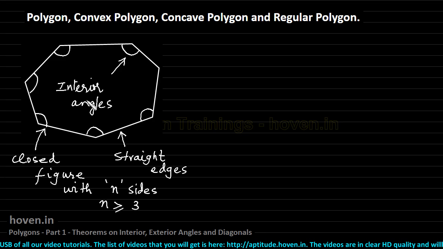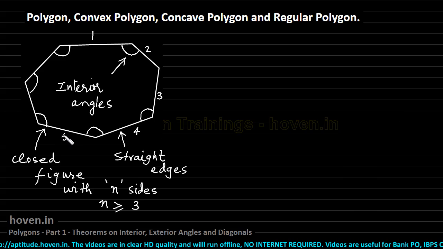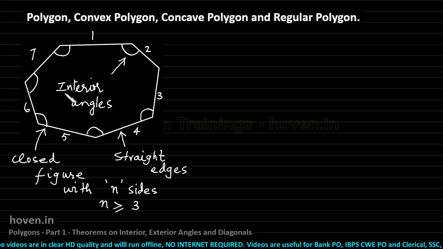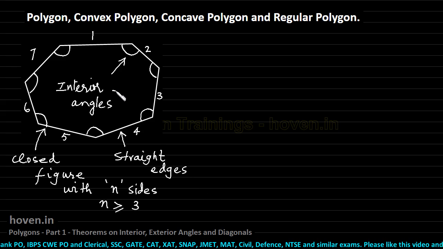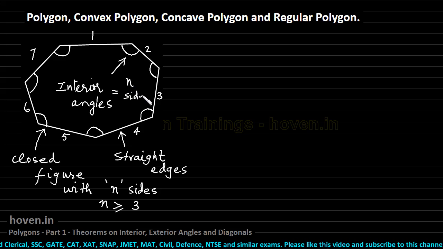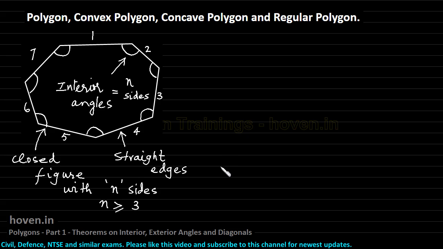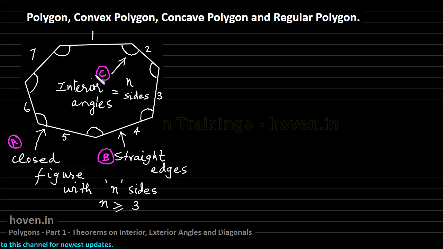Another quality is that the number of interior angles is always equal to the number of edges. Count the edges. 1, 2, 3, 4, 5, 6, 7. And count the interior angles. 1, 2, 3, 4, 5, 6, and 7. So, the number of interior angles is always equal to the number of edges. So, we can write side by side here, equal to n sides. 7 sides, 7 interior angles, 8 sides, 8 interior angles. So these are the various qualities that I have listed. This is one quality. This is second quality. This is third quality about a polygon.